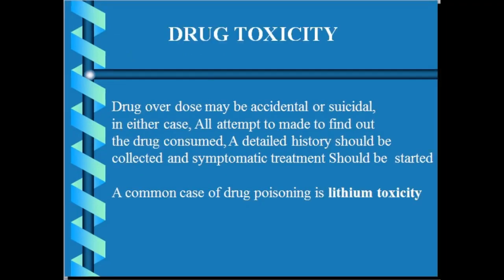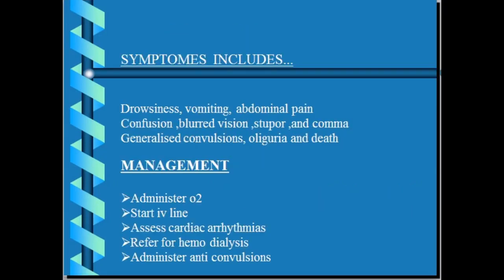Let's discuss drug toxicity. Drug overdose may be accidental or suicidal; in either case, all attempts are made to find out the drug consumed. A detailed history should be collected and symptomatic treatment should be started. A common case of drug poisoning is lithium toxicity. Symptoms include drowsiness, vomiting, abdominal pain, confusion, blurred vision, stupor and coma, generalized convulsions, oliguria and death.